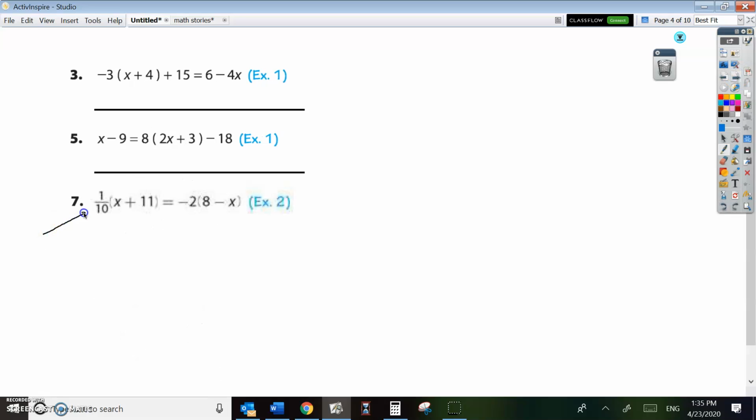This equation has a fraction in it. Because it has a fraction in it, I want to multiply everything by 10. So I'll put it as 10 over 1 because we're dealing with a fraction. And here's our 10 over 1 again, because we're multiplying both sides of the equation times the denominator, because we want the denominator to go away.